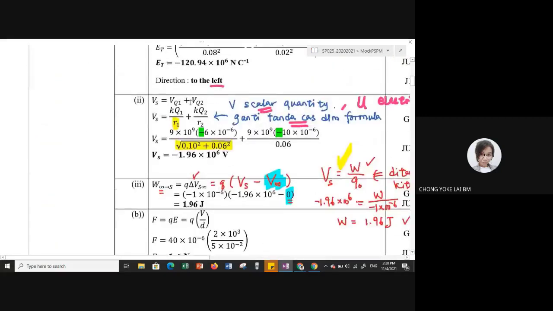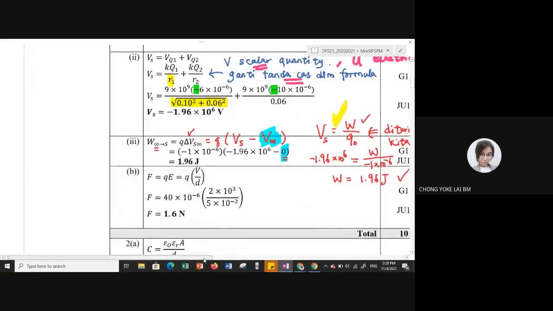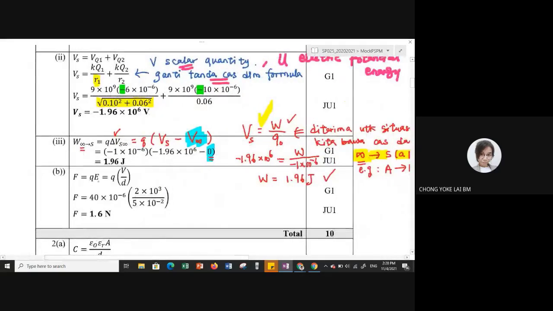So kita akan dapat yang ni lah. F adalah QE. Sama dengan Q, E lah apa? Delta V over D. Dan kita masukkan nilai. Q is 40 microcoulomb, 40 times 10 to the power of negative 6. Potential difference is 2 times 10 to the power of 3. The separation 5 times 10 to the power of negative 2. Okay? Dan kita boleh dapat jawapannya, 1.6 Newton.